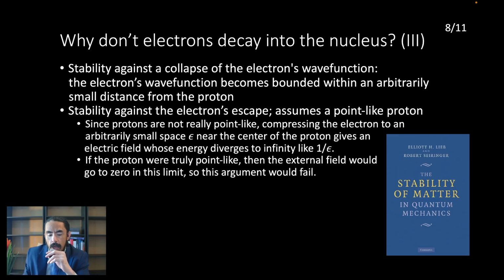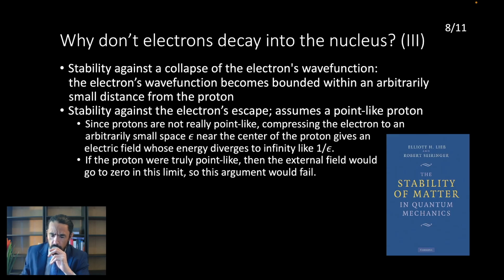There are two main considerations when you're answering this question of why electrons don't decay into the nucleus. One, you consider the stability against a collapse of the electron's wave function, and two, you consider the stability against the electron's escape. So why doesn't the electron fall into the nucleus? Why doesn't the electron just float away from the nucleus? Okay, those are the two aspects that you have to consider to answer this question more thoroughly.